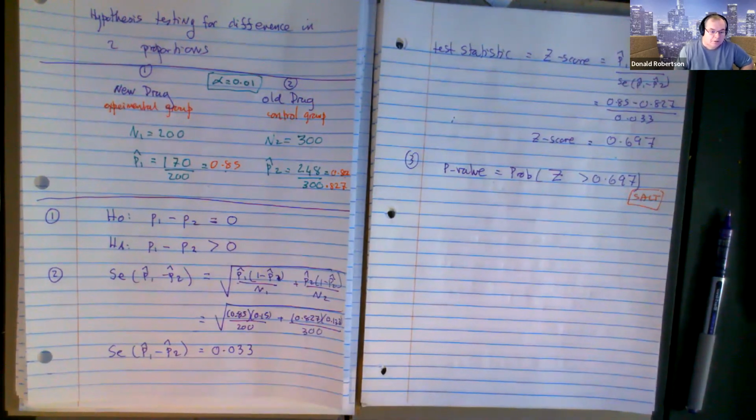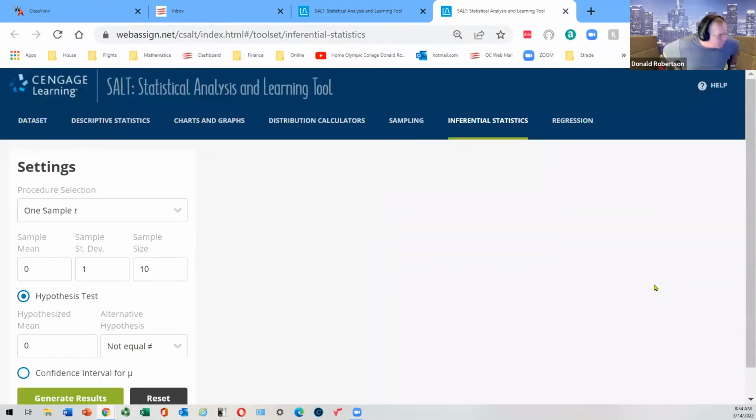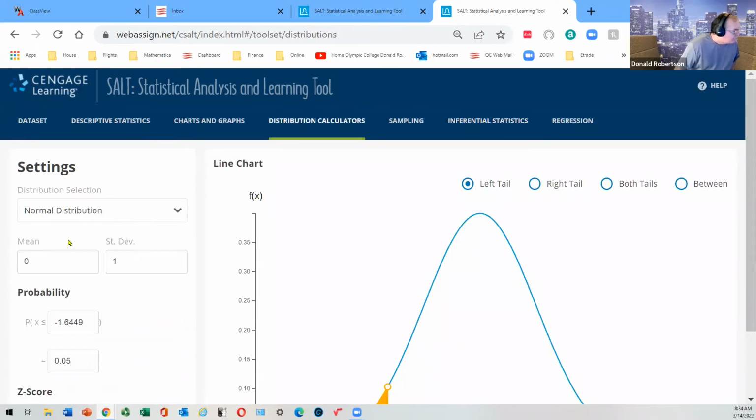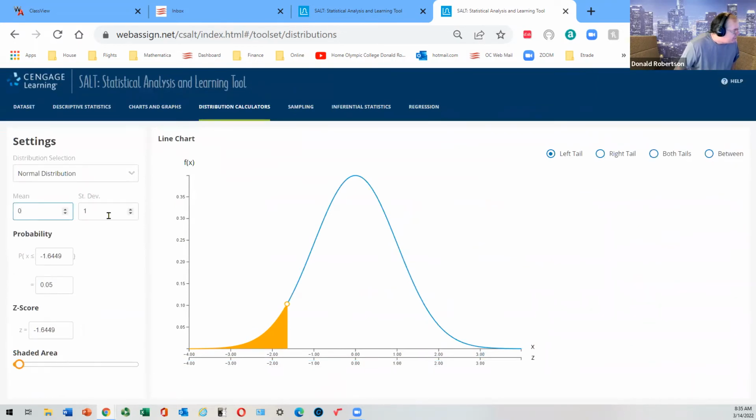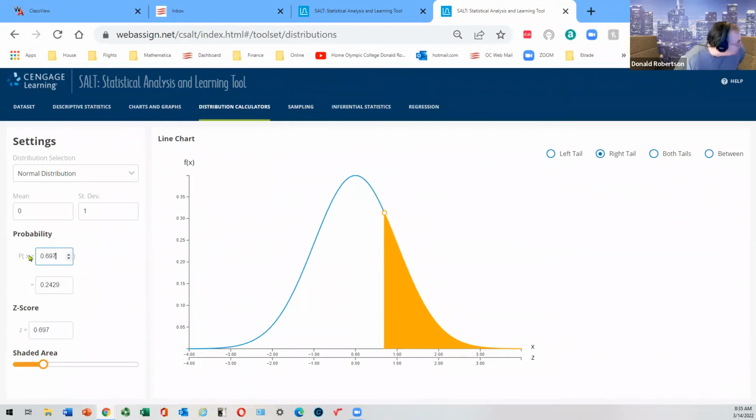So I'll take you over to SALT, and I'm just going to use that button. Boom. Right, we have the same kind of place. Where's this little guy hiding? Well, if you go to distribution calculations, you can get the normal distribution. The mean is 0 and the standard deviation is 1 because it's always those for a z-score. And we are looking for a greater than, so that's right-tailed. And we want the number here to be 0.697. And the p-value is 0.2429.